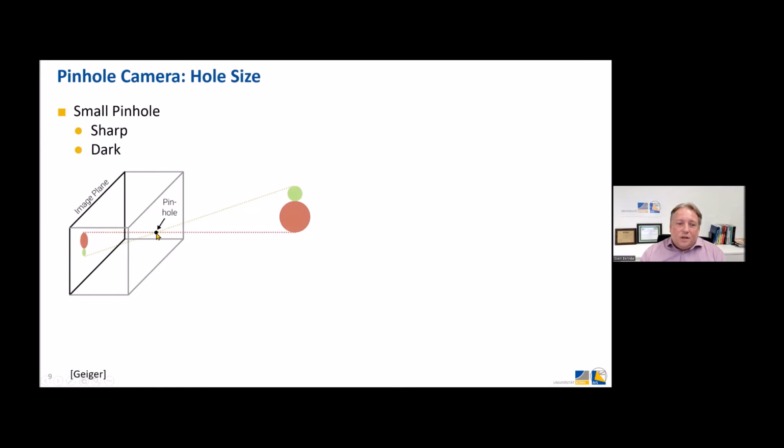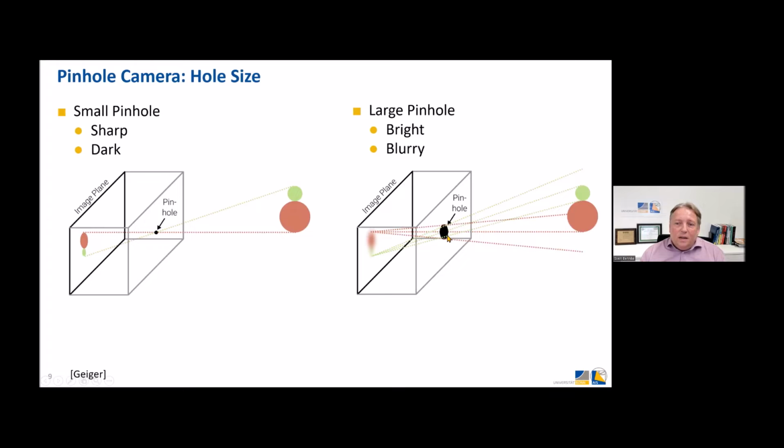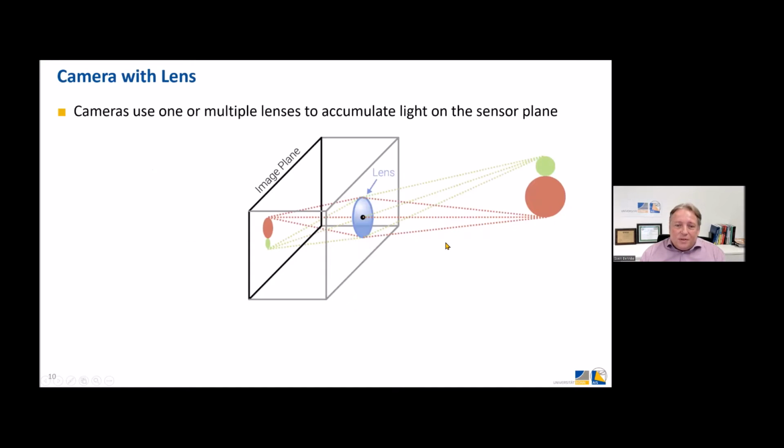Unfortunately, if we have just a small hole, our image will be pretty dark. So we can try to make the hole bigger to get a brighter image, but this will become blurry, because now light can travel in many ways. This motivates the use of lenses.